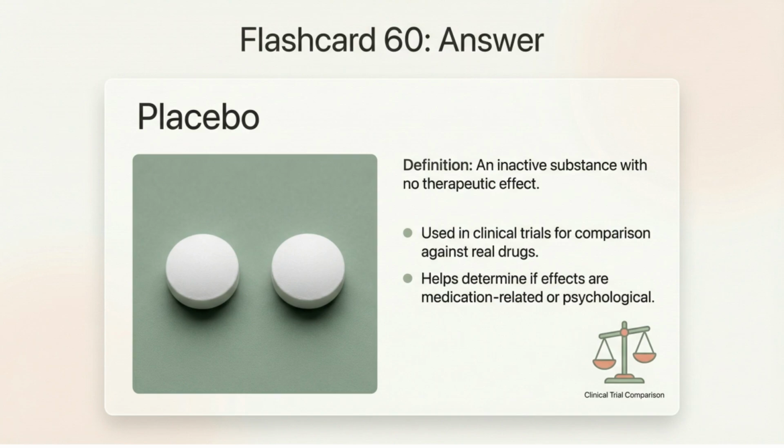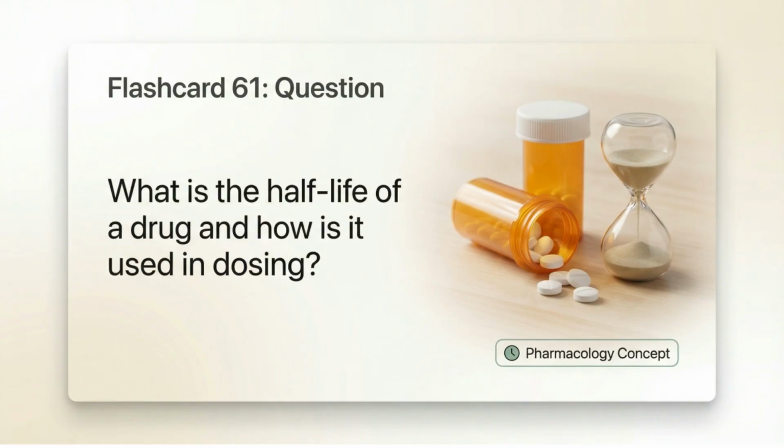Flashcard 60's answer is placebo, an inactive substance with no therapeutic effect. It is used in clinical trials for comparison and to help determine if effects are medication-related or psychological. Flashcard 61 asks, what is the half-life of a drug and how is it used in dosing?